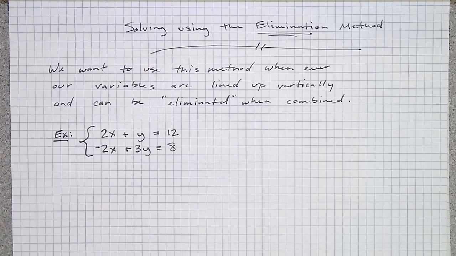Okay, so we have the same setup, and we have 2x plus y equals 12, and then negative 2x plus 3y equals 8. Okay, so can't really graph these, it'd be a little bit difficult. We could do the substitution method with one little adjustment. However, this one sets up very nicely for the elimination method.